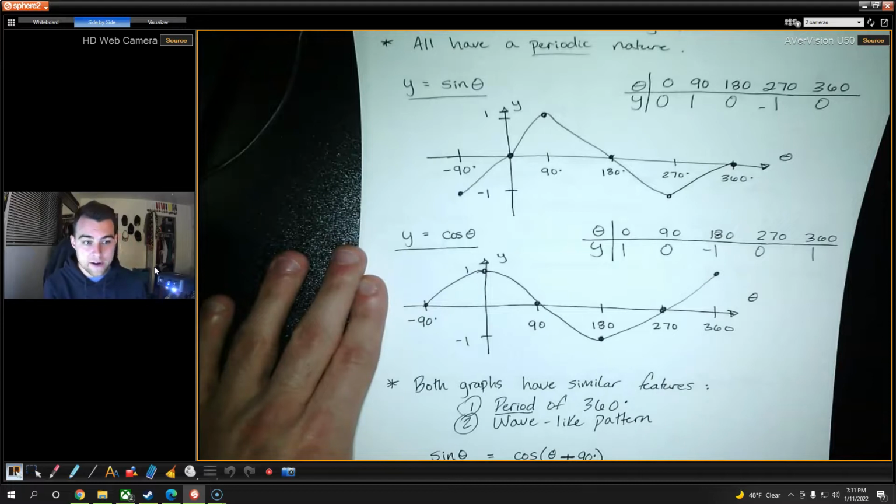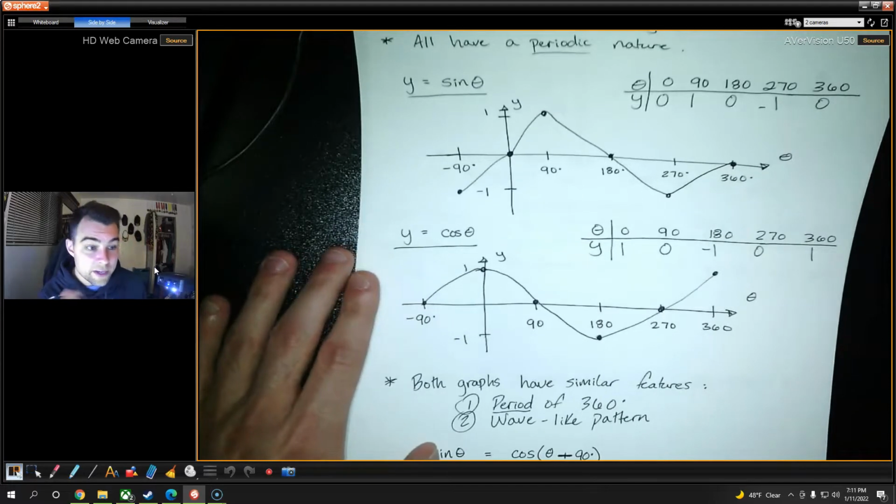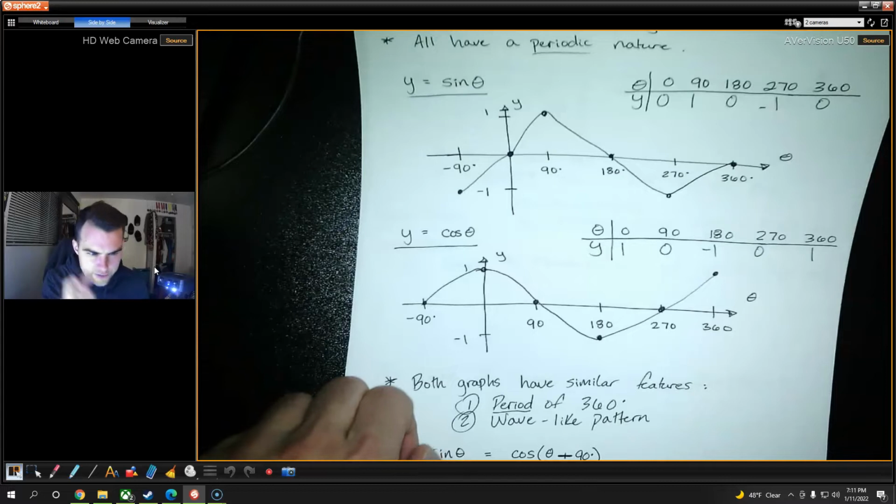It's also got this wave-like pattern. Useful to note because it makes sense. We're taking it from a circle. That is where it's coming from.